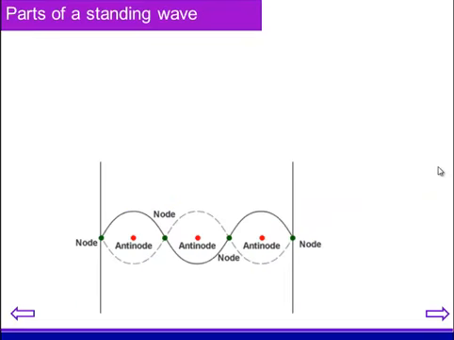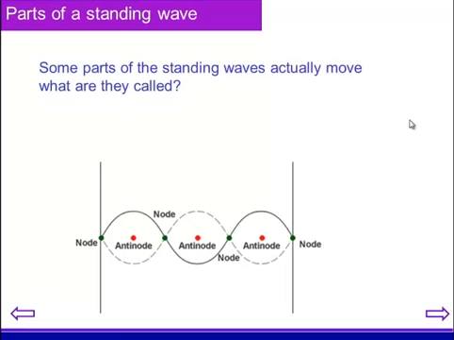So let's think about the parts of a standing wave. We have what's known as nodes and antinodes. Now, there are parts of a standing wave which are moving backwards and forwards all the time. These are known as the antinodes. So these are the locations which go from maximum to maximum in the size of the amplitude and the direction of the wave.